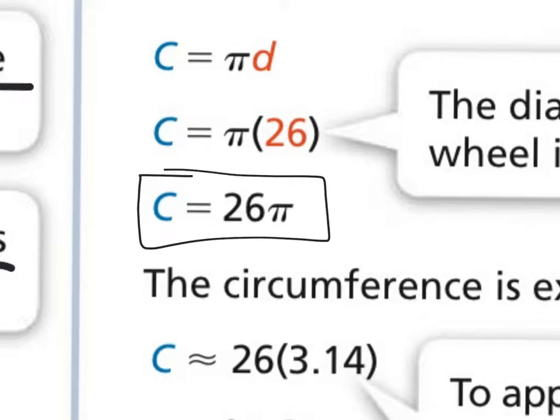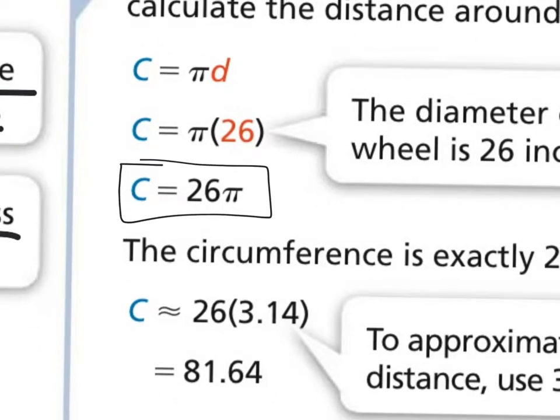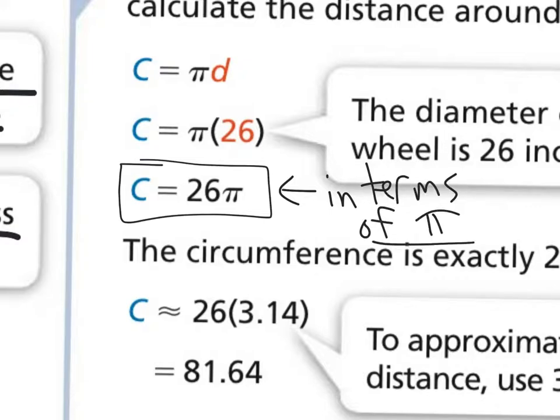So if you were ever doing a problem and they said, write your answer in terms of pi, that's what this would be referring to. This is in terms of pi. It means we just leave pi, we take the number, we leave the pi next to it, that's in terms of pi. Okay?